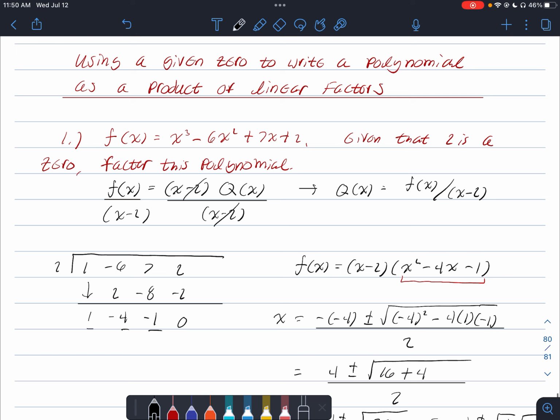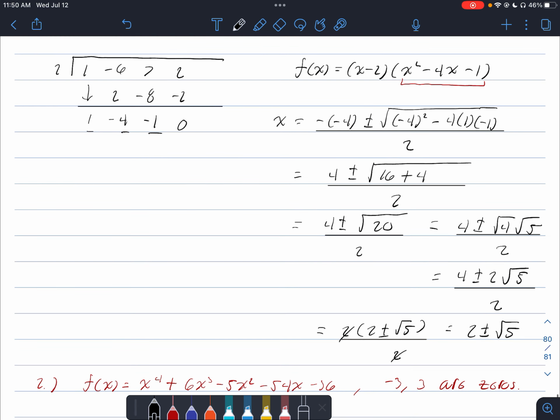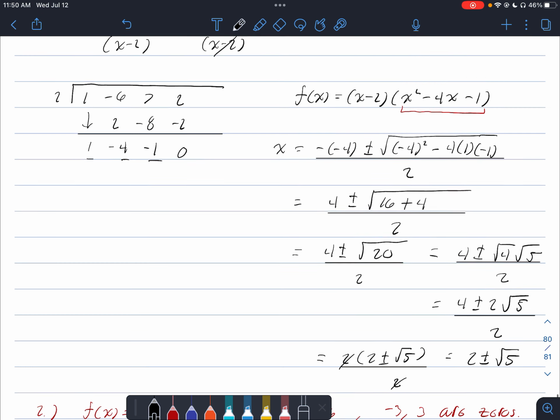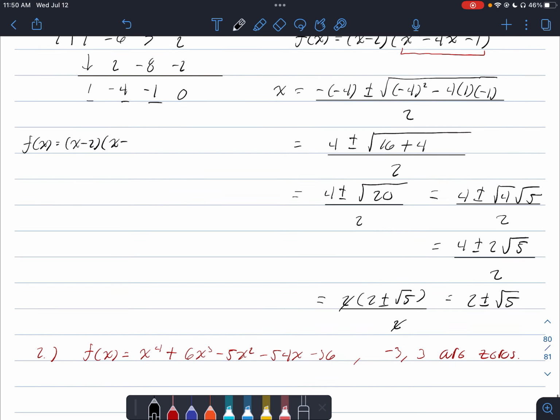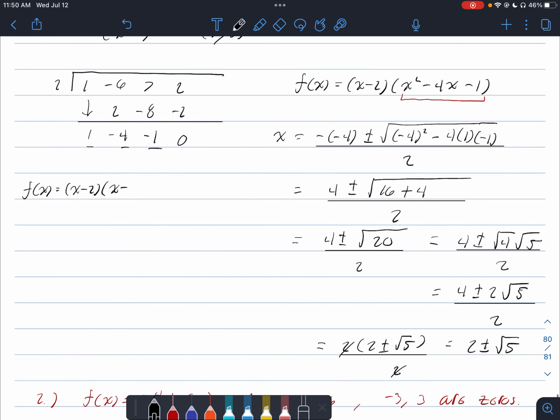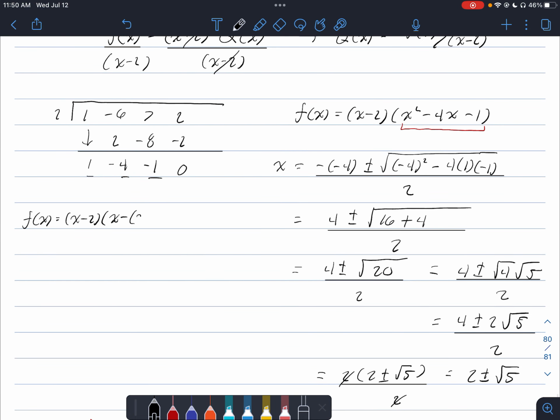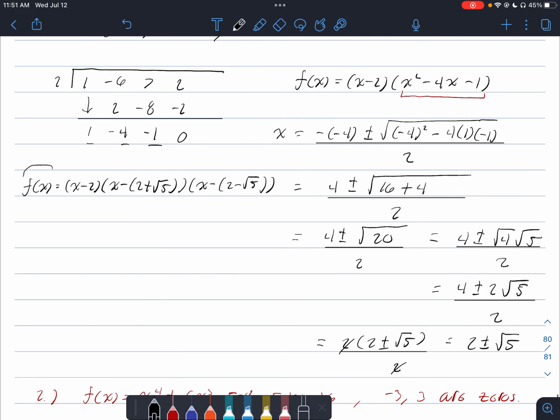And since the polynomial was a degree 3 polynomial, that means that we have at most 3 separate zeros for this polynomial. So we can then write f of x as x minus 2 times x minus 2 plus the square root of 5 times x minus 2 minus the square root of 5. All right, so there is our answer for how we would write that out.